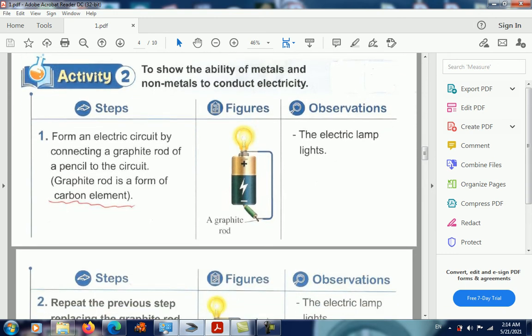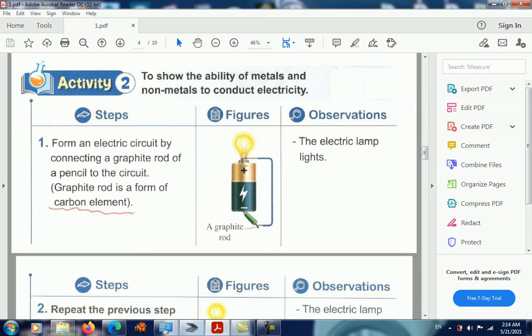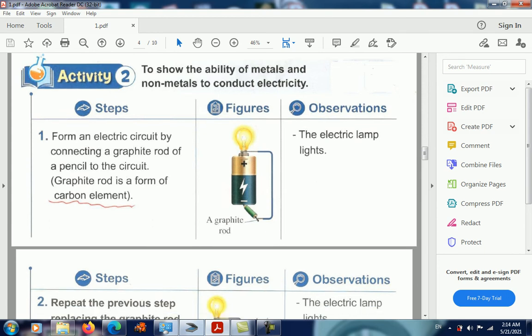Activity 2: to show the ability of metals and non-metals to conduct electricity. Number 1: form an electric circuit by connecting a graphite rod of a pencil to the circuit. A graphite rod is a form of carbon element, which is in the figures. So the observation, what happens? The electric lamp lights.